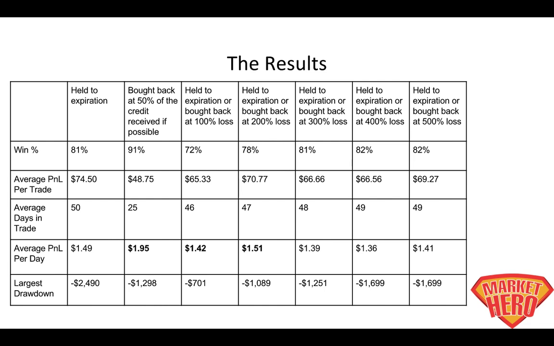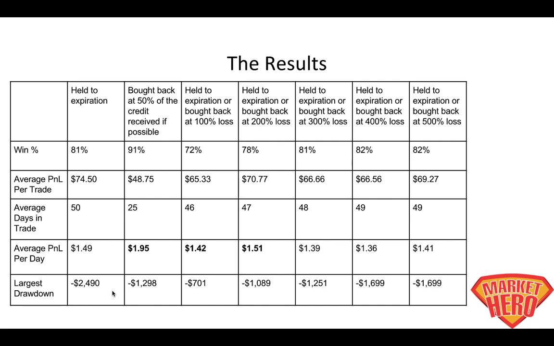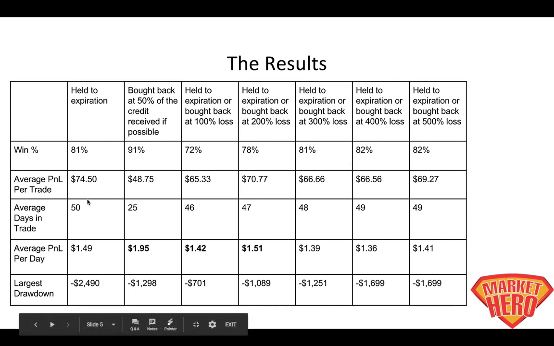So here are the results. If we hold to expiration, you guys have seen this. You're right 81% of the time when you're supposed to be right 68% of the time. You make about $1.49 per day. As it turns out, your largest loss is about $2,500. That's a tough pill to swallow for people. However, you're consistently profitable. The more trades you do, the more times you make 74.5 bucks.